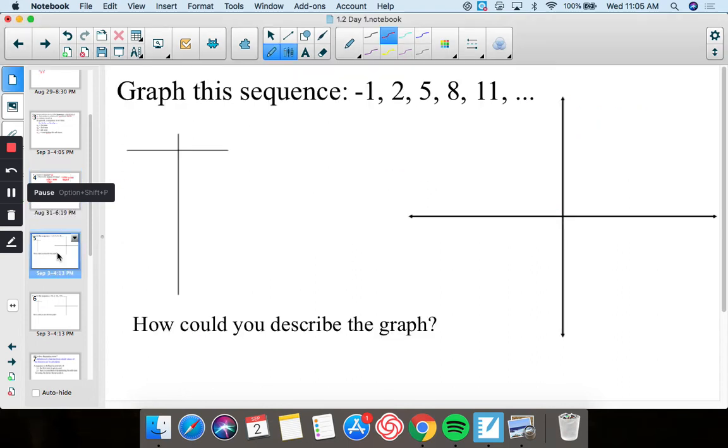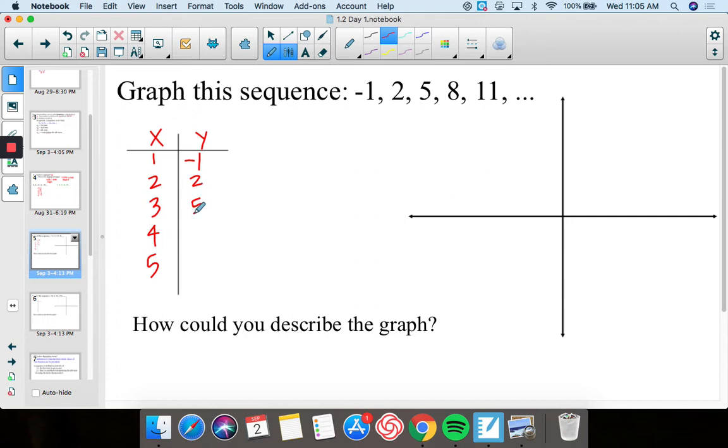All right, let's take a look over here. So we're going to graph this sequence, -1, 2, 5, 8, 11. Taking a look here, let's just make our X and Y table chart. We have 5 terms listed, so we're going to have 5 X values. Our first term is -1, second term is 2, third term is 5, fourth 8, and fifth 11. So you can see here that going from -1 to 2 to 5 to 8, we have a jump of 3. Okay, so it's constant, it's going up.